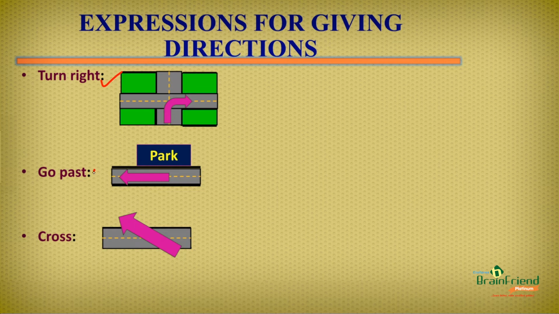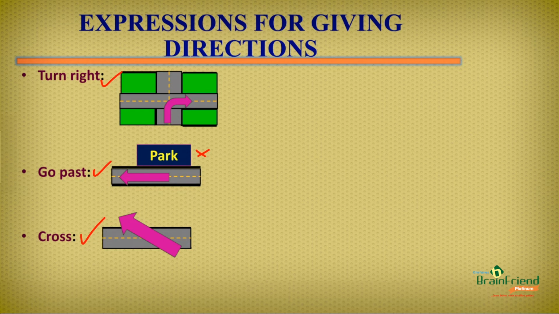And then we have go past. This can be go past an object or a building. Here we have drive or walk past a park. And here we have cross. This means we should cross to the other side of either a road or a pathway.